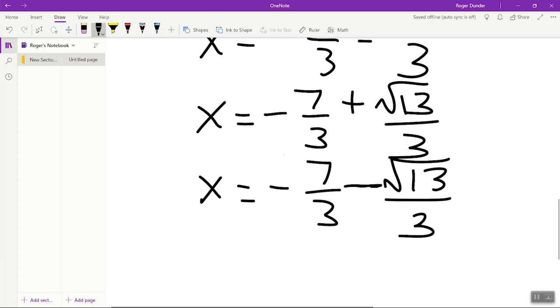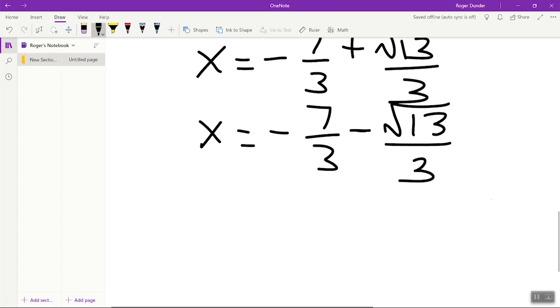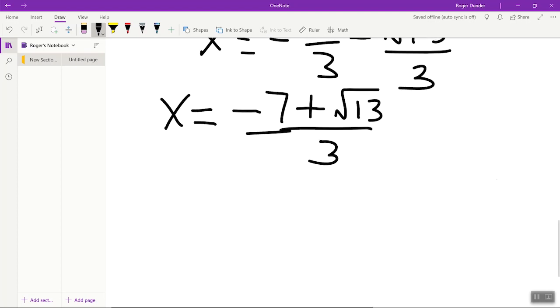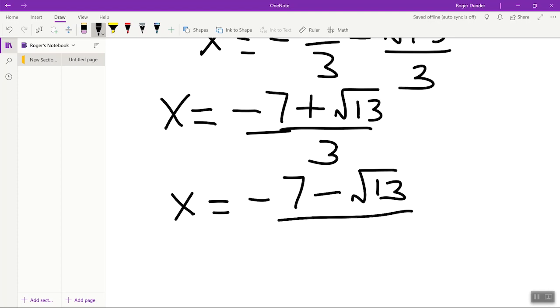Now, I think you can see that we have a common denominator in these two expressions for x, and that is 3. So we can combine them together to make them look a little better. Let's rewrite those as x is equal to negative 7 plus square root of 13 all over 3, like this. And in the second case, it would be x equals minus 7 minus square root of 13 all over 3.